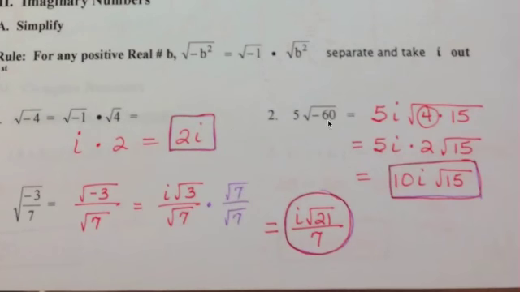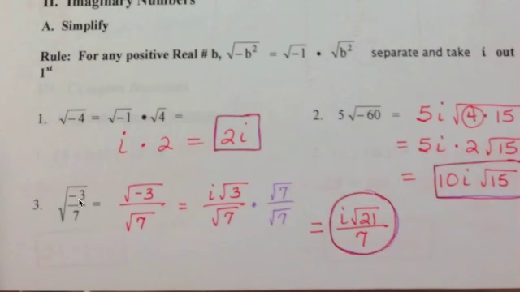Okay, look over here. 5 times the square root of -60. Well, first thing we do is we get rid of the negative sign. It comes out as the letter i. And then we go ahead and break down the 60 as 4 times 15. We know the square root of 4 is 2. 15 stays on the inside. Now it's 2 times 5i, which becomes 10i radical 15.